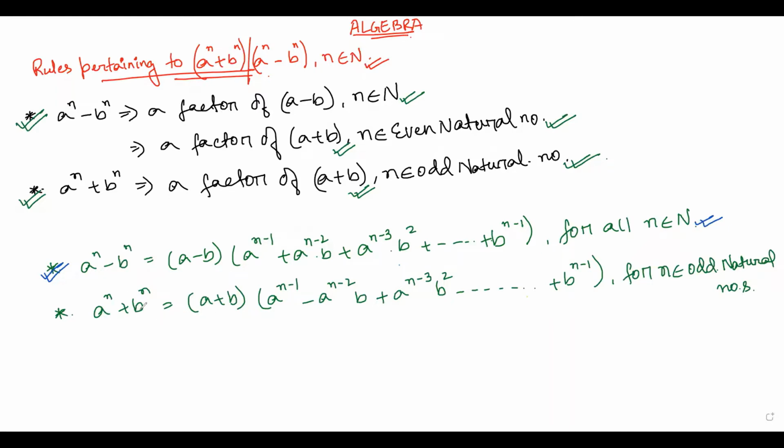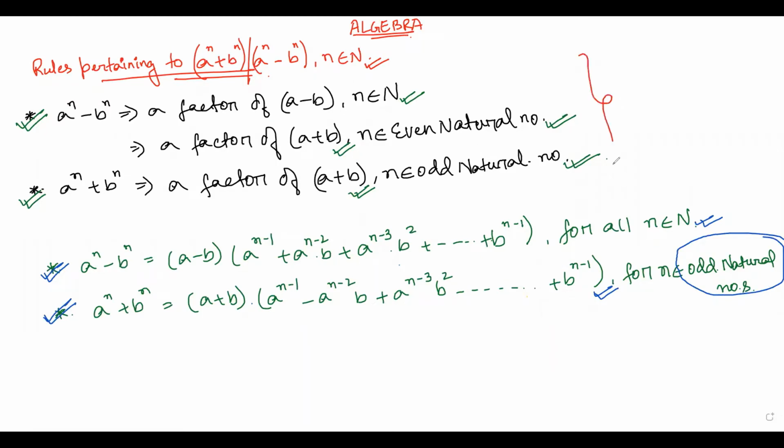And a raised to power n plus b raised to power n is given by a plus b times of a raised to power n minus 1 minus a raised to power n minus 2 times of b plus and so on till b raised to power n minus 1. And this formula is valid only for n belongs to odd natural numbers.